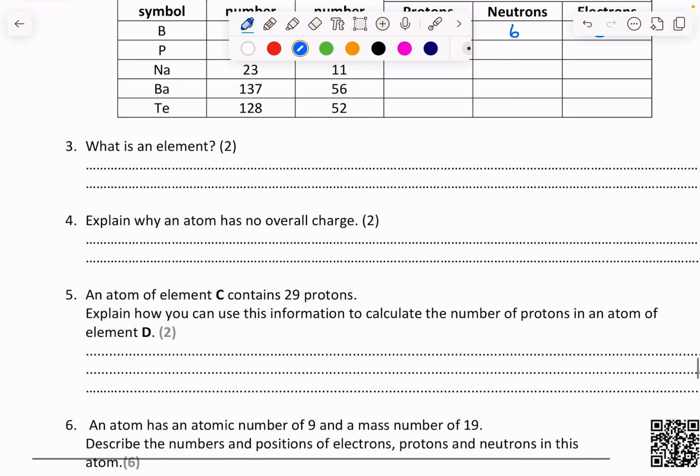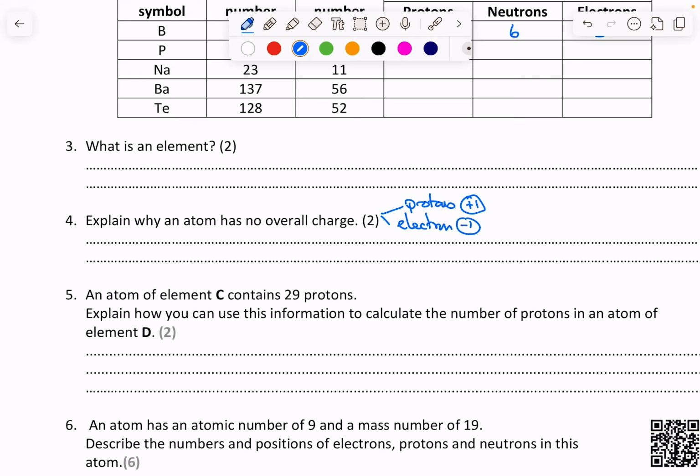Let's have a think about why this would be. Because atoms do contain protons, and protons have a +1 charge, and they have electrons, which have a -1 charge. So why do they have no overall charge? If you think about the logic of this, if I have the same number of positive protons as negative electrons, then overall I will have 0 charge.